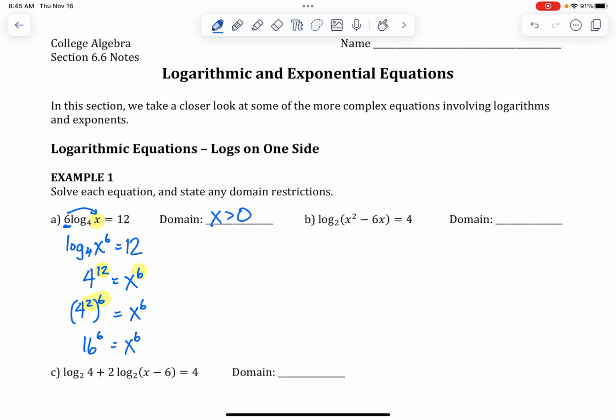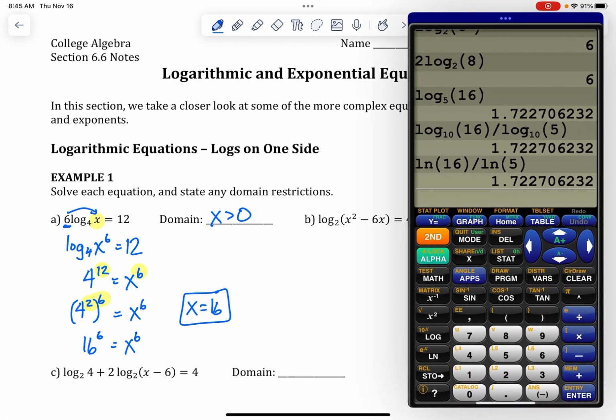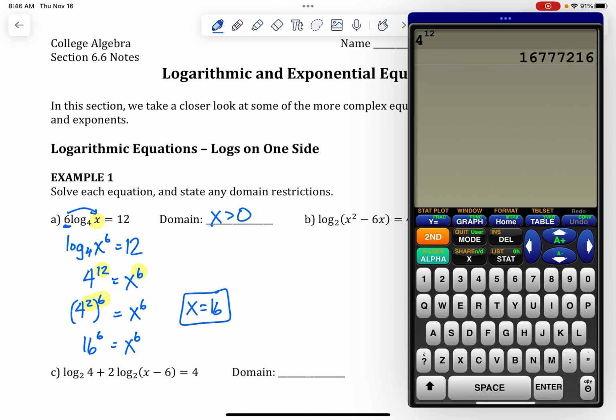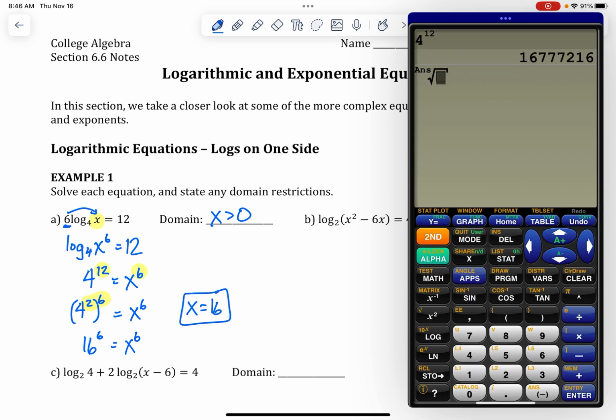So it's sort of a different way of looking at the bases being the same. Here we're trying to keep the exponents the same. And it turns out then, of course, that x has to equal 16. But you could certainly put this in your calculator. And if you do that, you could take 4 to the 12th. It's going to be a really big number. 4 to the 12th is going to be that, 16 million number. And then if you want to take the 6th root of that, you could take the 6th root.